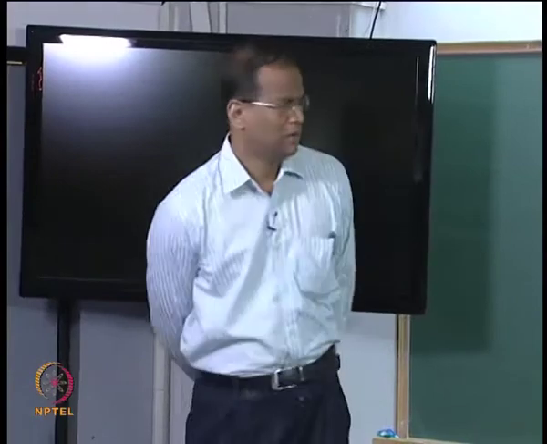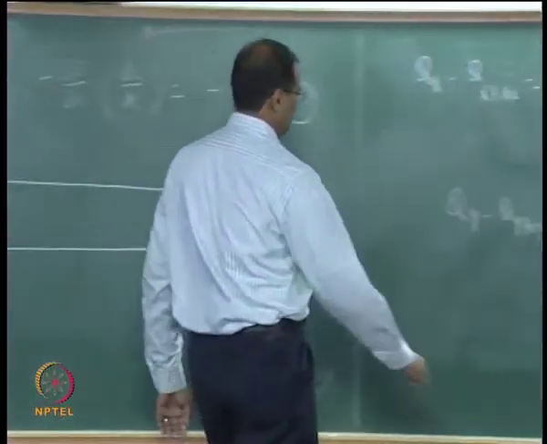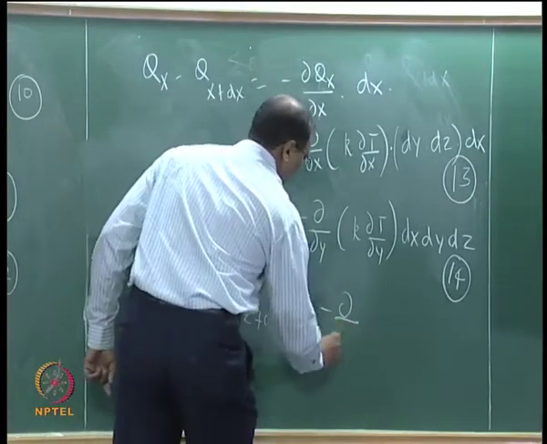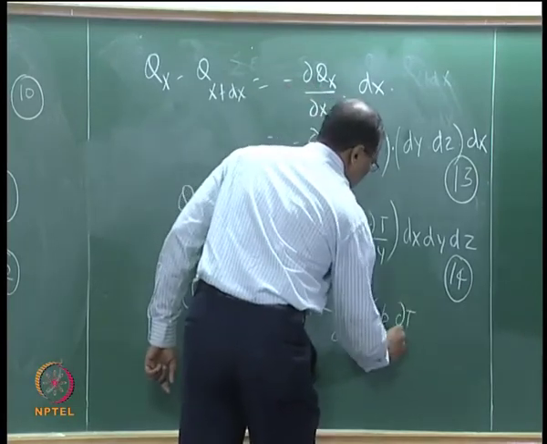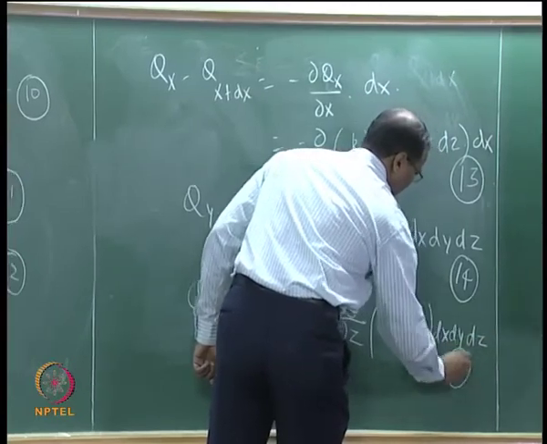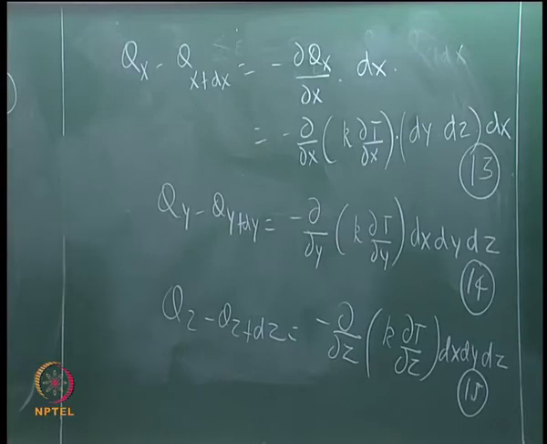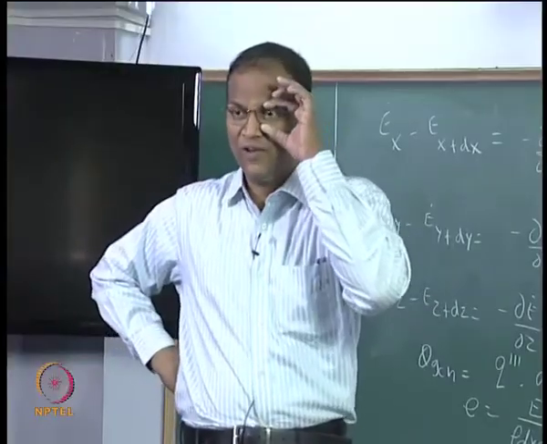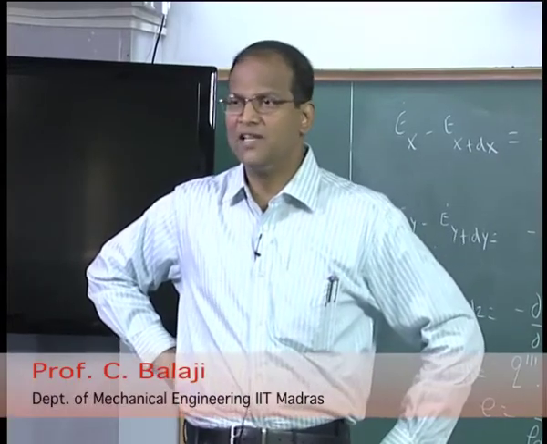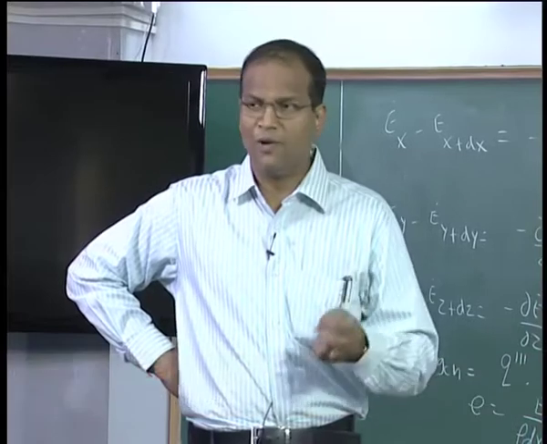Similarly, you can write an expression for Qz minus z plus dz. So we got expressions for each and every term in the energy equation. Go back and substitute all the terms, simplify. Every term will have a dx dy dz, so cancel, dividing by dx dy dz throughout, with the understanding that dx dy dz cannot become 0.